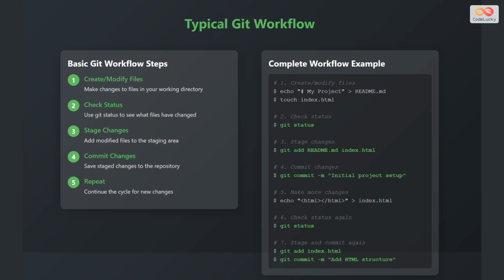For example, you can create a readme.md file and an index.html file. Check the status using git status, stage the changes using git add, commit the changes using git commit -m, and then make more changes, check the status again, and stage and commit again.